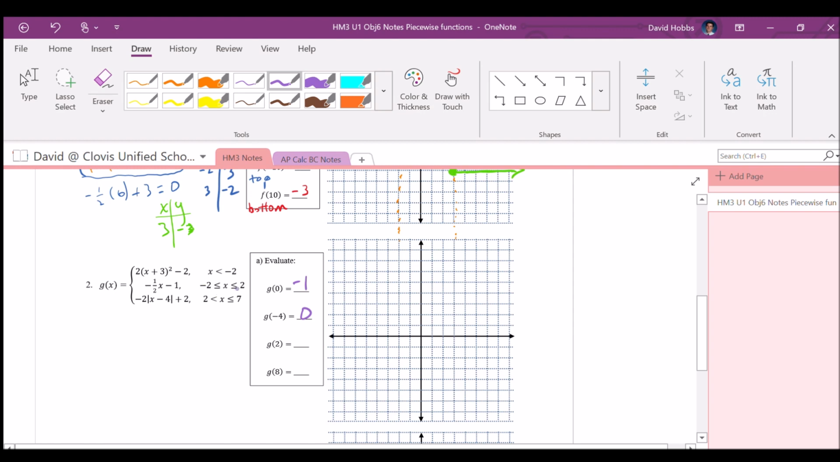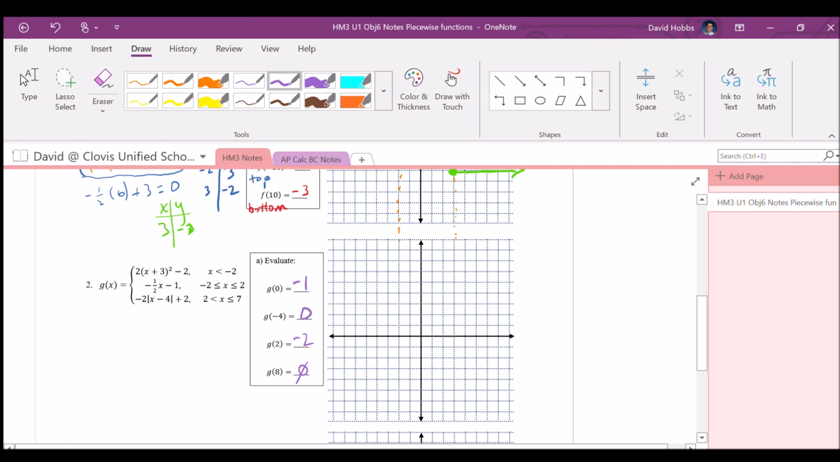G of 2, that's the middle rule again. Negative 1/2 times 2 is negative 1, minus 1 is negative 2. And g of 8, well, that doesn't fit anywhere. It's not in the domain. Now, when you put a 0 with a slash through it, it is not 0. It means the empty set or does not exist or undefined. So g of 8 is undefined, and that is not a 0.